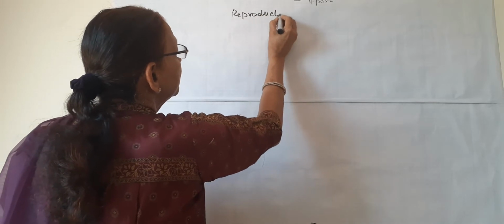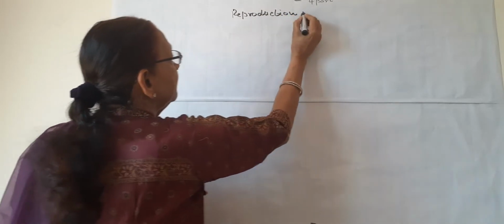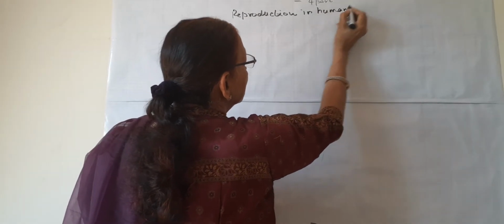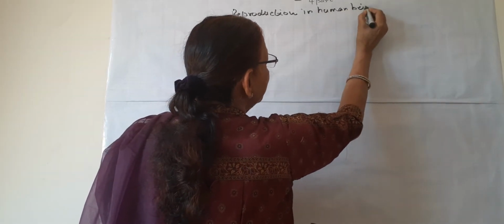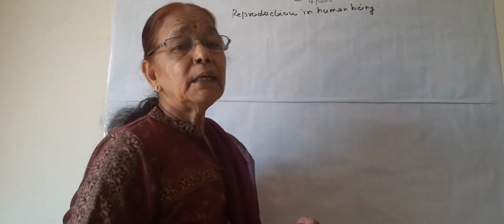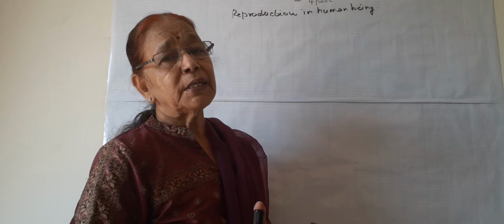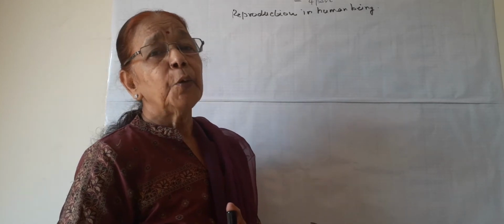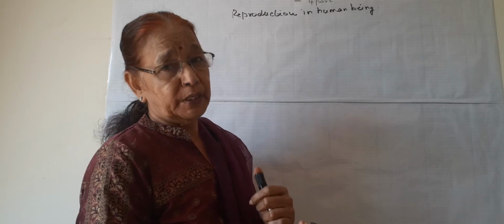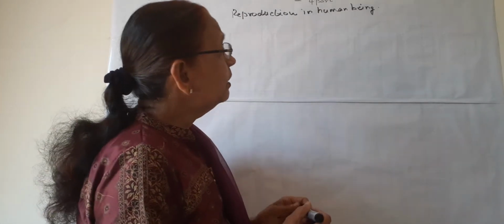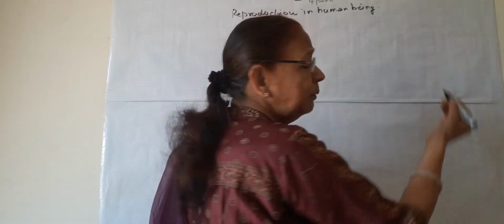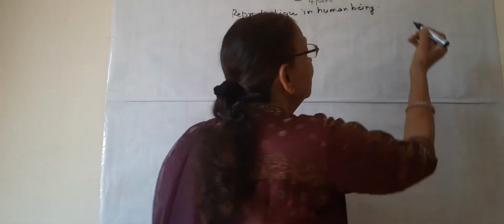Reproduction in human beings. All of us know that in human beings the mode of reproduction is sexual. Humans reproduce by sexual means of reproduction. And what is reproduction? How does reproduction take place in human beings? In brief, we will discuss.